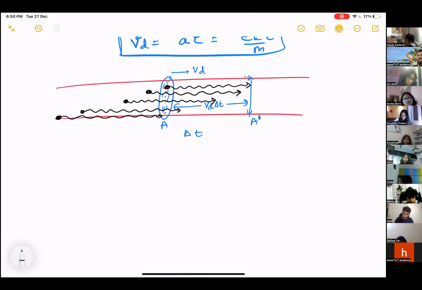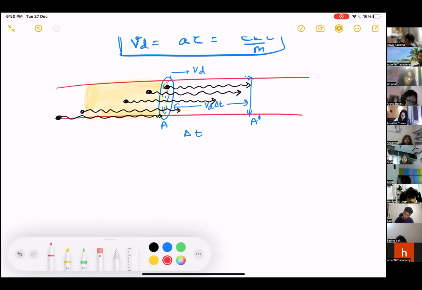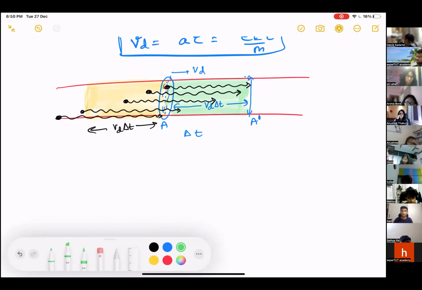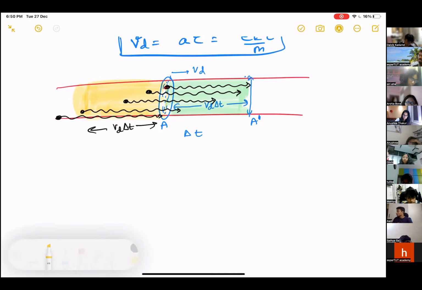That means, tell me if you understood this. All the electrons which are in this back volume of length Vd delta t, taking this length from the backside, this whole bar has reached where? It has become the green bar now. Therefore, all the electrons in the yellow region will cross that gate, that blue ring. The yellow region and green region have the same length, Vd delta t.